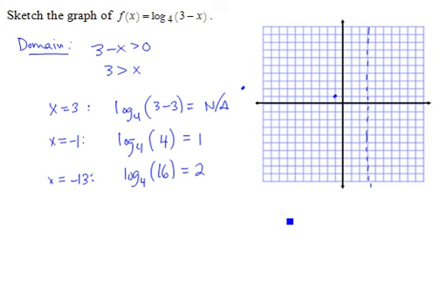Now I know the general shape of a logarithm that has not been flipped or stretched or manipulated, as this one has. I can see that the shape of my logarithm here is going to be heading towards minus infinity at x equal 3, passing through the point negative 1, 1, passing through the point negative 13, 2. And so this is the shape of the function that we're supposed to graph.